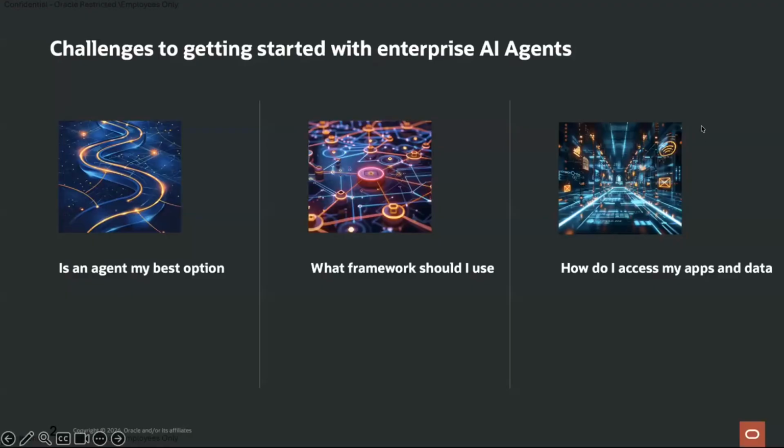Because an agent that can't reach your systems can't do anything useful, but an agent that can reach everything with no guardrails and no grounding in how your business actually works, that's a risk that most enterprises aren't willing to take. And that's exactly what we're going to focus on today. How do you give agents secure, governed access to your enterprise applications and data while grounding them in your business knowledge and context? And that's really where human in the loop and knowledge base come in.